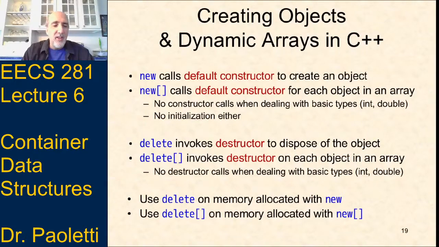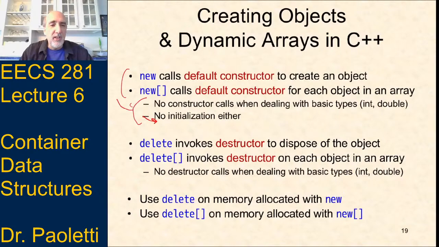Now, these notes here apply to both of those. I just didn't want to repeat it. So whichever new we're doing, there's actually no constructor to call if we've got basic types like int or double. And really this one should be indented another level below that. If they are basic types or primitive types like int, double, char, bool, etc., there's no constructor and there's no initialization if they are primitive types. If they are classes, then the constructor runs and the constructor is responsible for initializing everything.